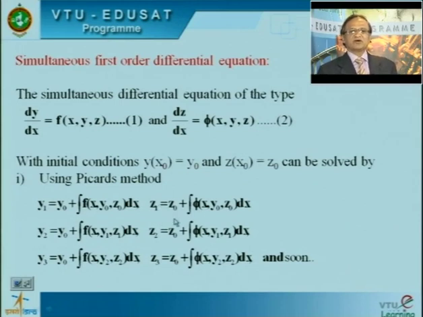So, z1 is equal to z naught plus the integral of some function of x, y naught, z naught with respect to x. And in exactly the same way, y2 is equal to y naught plus the integral of a function of x, y1, z1 dx, and z2 is equal to z naught plus the integral of a function of x, y1, z1 dx. And y3 is equal to y naught plus the integral of a function of x, y2, z2 dx, z3 is equal to z naught plus the integral of a function of x, y2, z2 dx, and so on. So, using this formula we can find the solution by Picard's method.